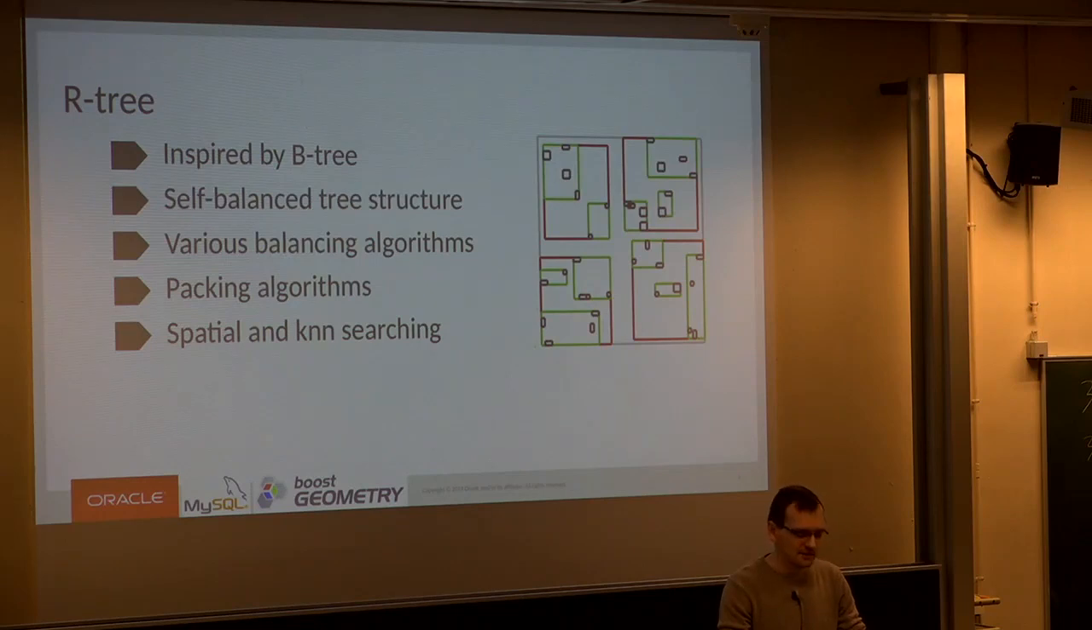The R-tree is a self-balanced tree, which is used for spatial searching and KNN searching. And there are various balancing algorithms, or various ways how the R-tree can be created. When you're putting elements one by one, then the tree is balancing itself. And there is also a class of algorithms which are used to create the R-tree from a number of elements at once. And this is called packing or bulk insertion algorithms.